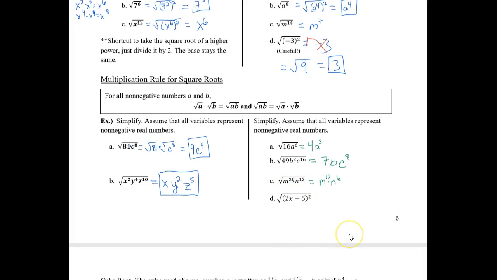And lastly, I have the square root of the quantity 2x minus 5 squared. Again, we are assuming this is a non-negative real number. So if I square it and unsquare it and assume that it's going to end up positive, then the answer should just be 2x minus 5. Alright, hopefully that gives you a good introduction to taking the square root of perfect squares.